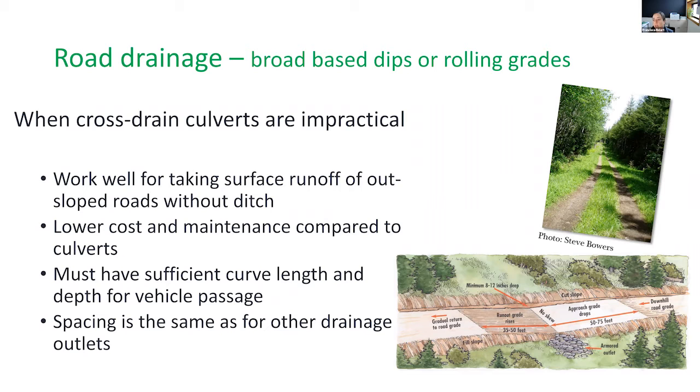When culverts are impractical, or we cannot use those, we can use road-based dips or rolling grades. These work well for taking the surface runoff out of the outslope roads, the ones that are just sloped out. And they are lower cost in maintenance compared to culverts. However, this needs to be built in a way that is not going to affect any low clearance vehicles, such as lowboys, for example. When you have a harvesting operation, you might need to bring in a lowboy, and if these are not built correctly, then you might have access problems to the harvesting operation.